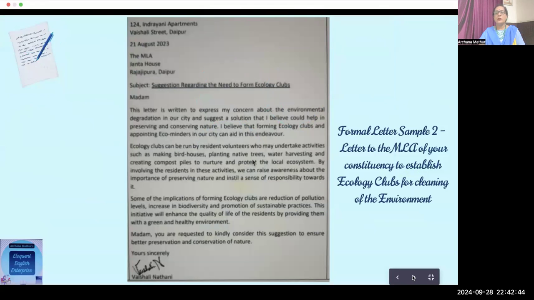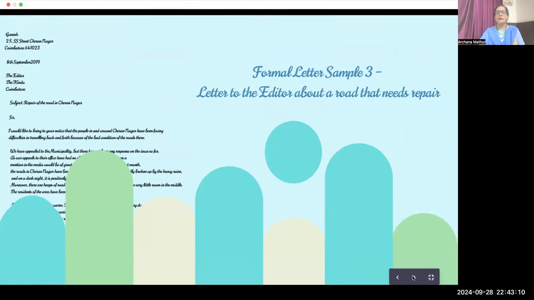The second one, formal letter sample 2, is the letter to the MLA of your constituency to establish ecology clubs for cleaning of the environment. You are a responsible citizen, so you need help from the MLA because you want to have ecology clubs so that the environment can be kept clean, and also there has to be some kind of ecological balance that needs to be maintained. So this is the second sample.